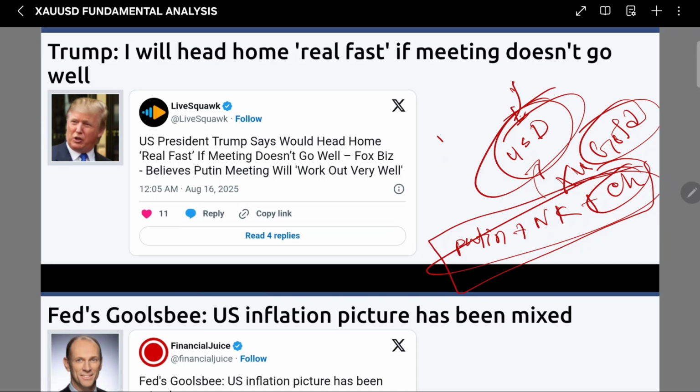I already told you negative for USD means positive for gold. So if something happens that affects USD negatively, gold will go up. If something happens that makes USD stronger, in that case sell gold. I hope all things are clear now.